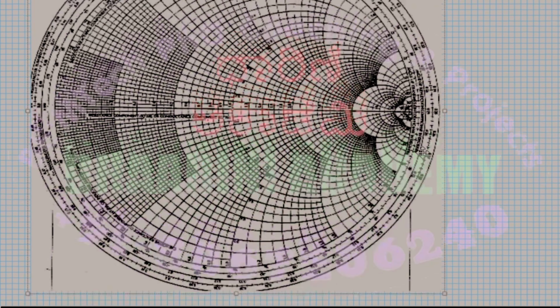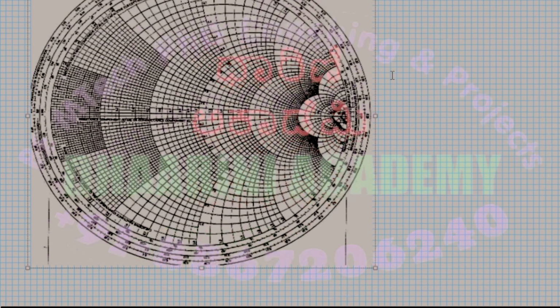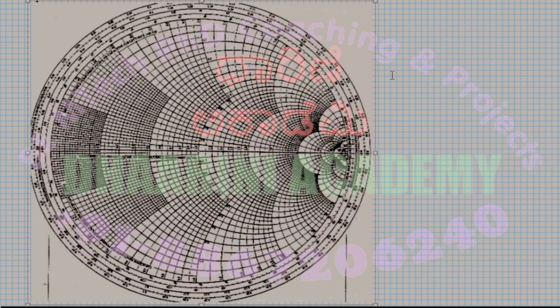Still it is not coming. Okay, let me further reduce slightly and see whether I can bring it. Yes, now we can see the complete Smith chart, right? So where is the short circuit corresponding circle? That is this circle, right? Somewhere here you are able to see, this is the outermost circle.